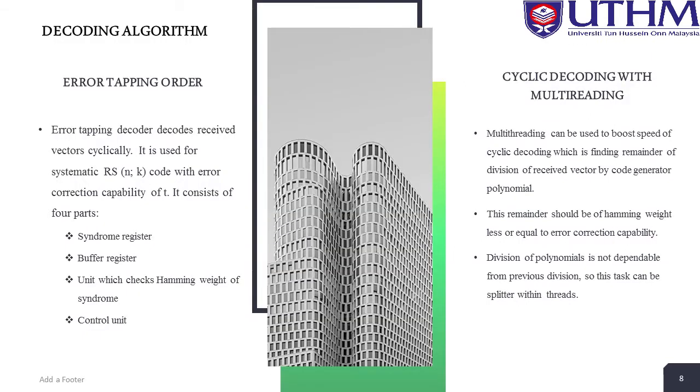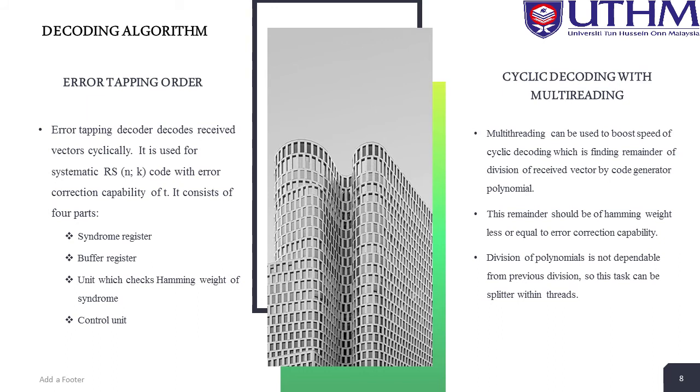Next, the decoding algorithms include error trapping decoding and cyclic decoding with multi-reading. First, error trapping decoding decodes the received vector cyclically. It is used for systematic RS codes with error correction capability of t. It consists of 4 parts. First is the syndrome register, second the buffer register, third a unit which checks the Hamming weight of the syndrome, and lastly the control unit.